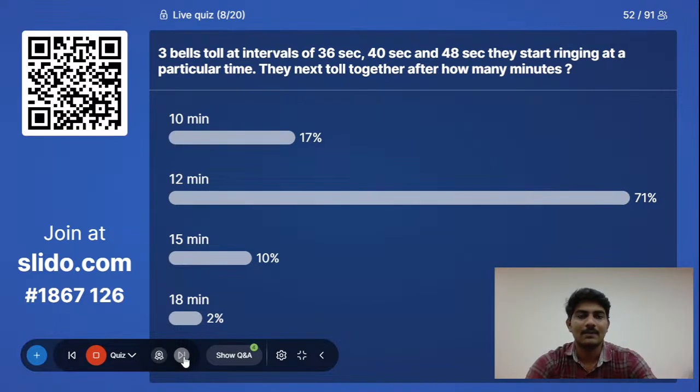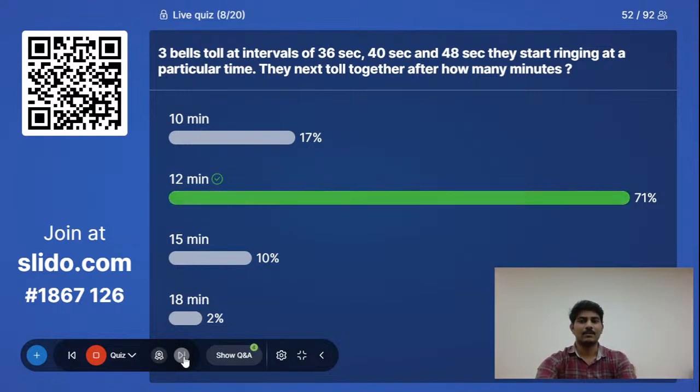Okay, 17% of the students answered the question as 10 minutes, and 71%, that is a very high number, answered 12 minutes. 10% of the students have chosen option C, that is 15 minutes, and only 2% chose the last option, a very small number, I think. Let's see what the exact answer is for this question.